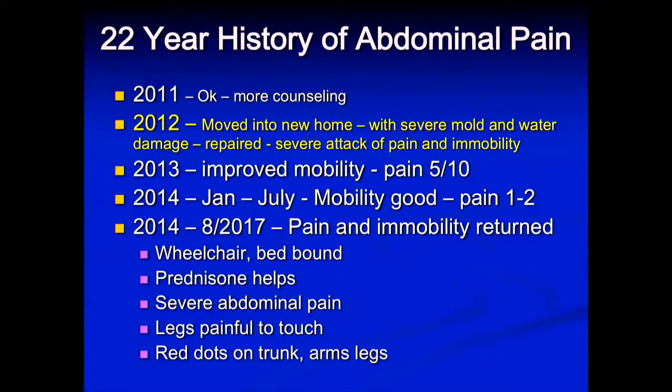She had low thyroid, so she's on thyroid replacement. She had more counseling, 2011. 2012, they moved into a new house that had mold and water damage. It was repaired, but she had a severe attack of pain and loss of mobility again, so she's back in a wheelchair in 2012. Then the mobility improved, her pain went down to a 5, and from 2014 to 2017, when she saw me in August of this year, pain and immobility returned, wheelchair, bedbound.